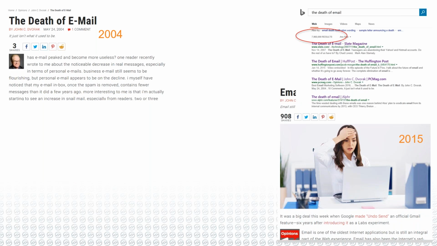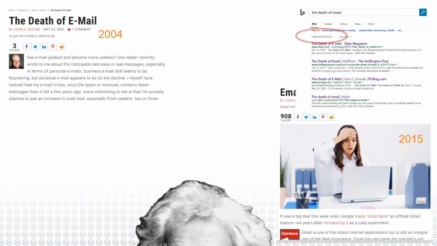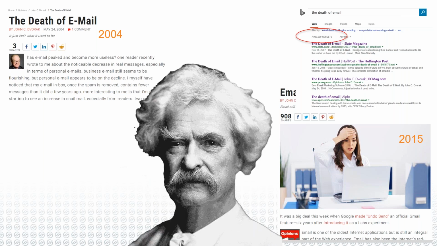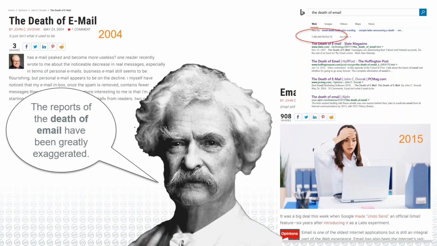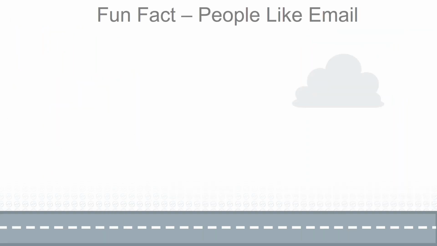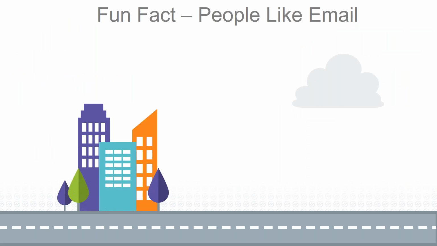The issue really is it's not really the death of email. I personally believe that the death of email as a prospecting tool has been greatly exaggerated. I think the way it's been utilized, that way is dead, but the actual medium of email is alive and well. Now, why do I think that? Well, primarily because whether you are at work or work from home, people like email.